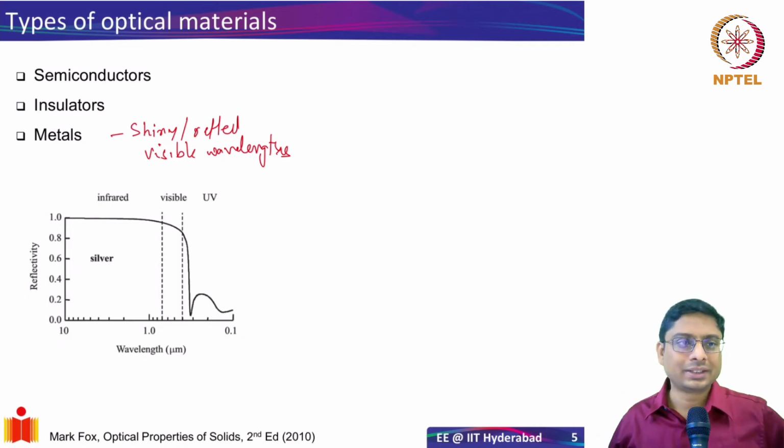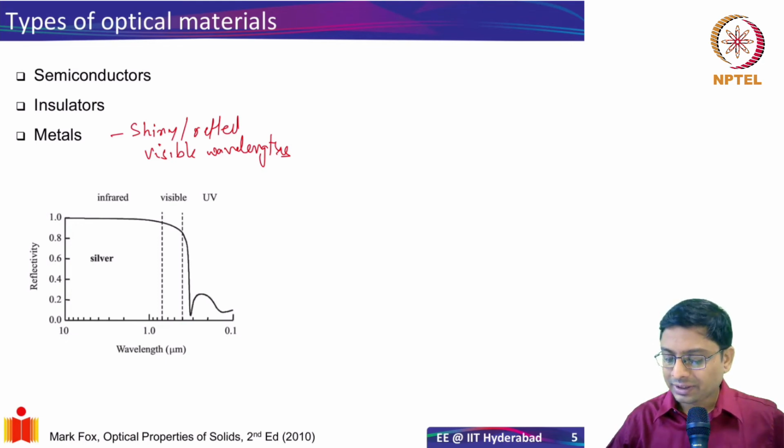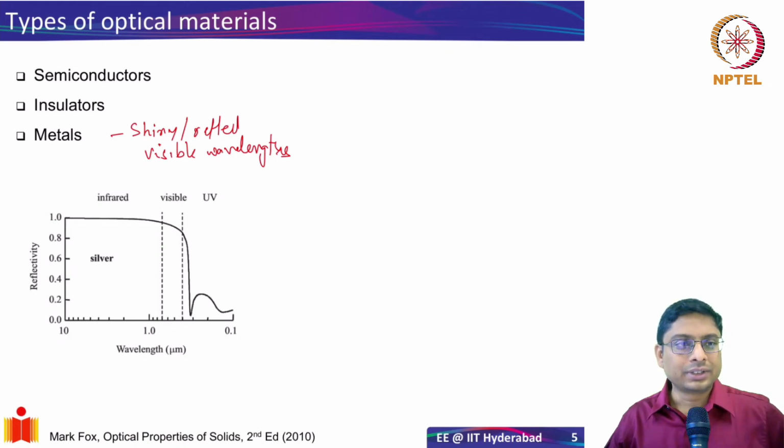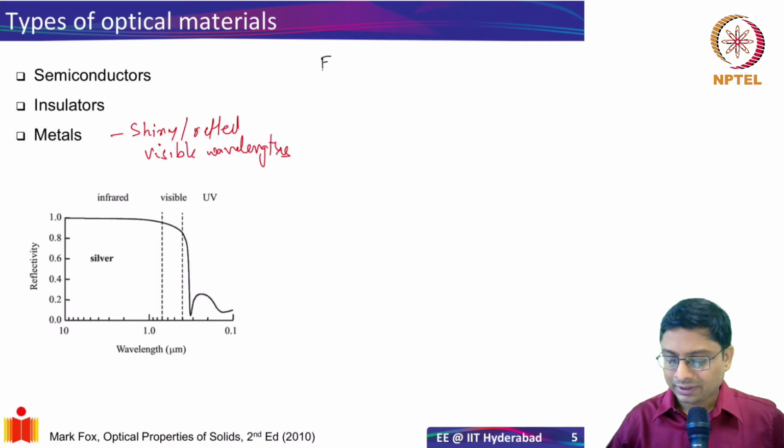It turns out that the response of metals is because of what we call free carriers. We are all familiar with the fact that metals have a lot of free electrons. Metals have excess free electrons.